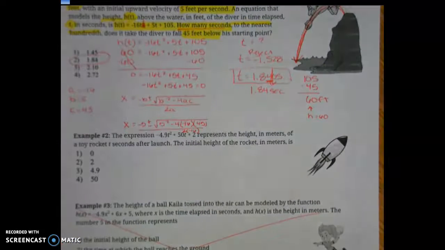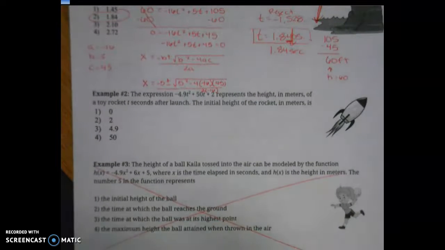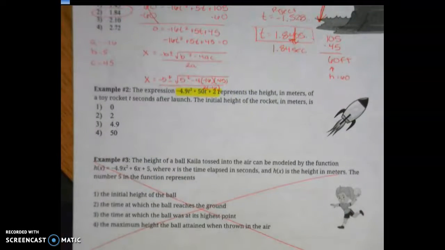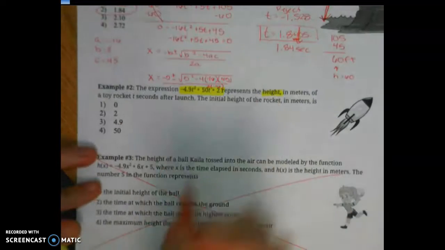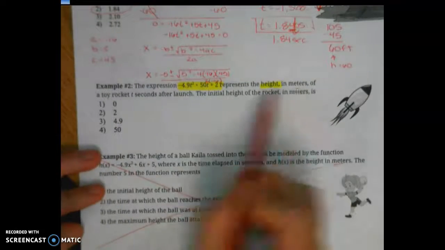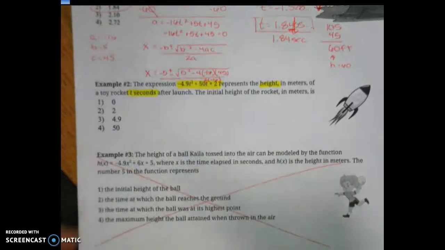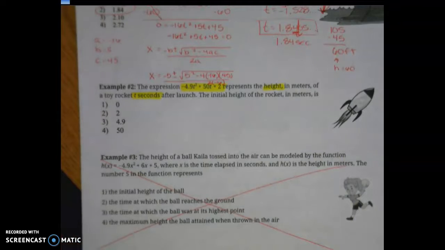All right, let's take a look at example 2. This one is a little bit faster. Let's see. The expression negative 4.9t squared plus 50t plus 2 represents the height, so this is an h equals, just like the other one was, in meters of a toy rocket, t seconds. So again, t stands for time, and h would stand for height after launch. The initial height of the rocket in meters is.